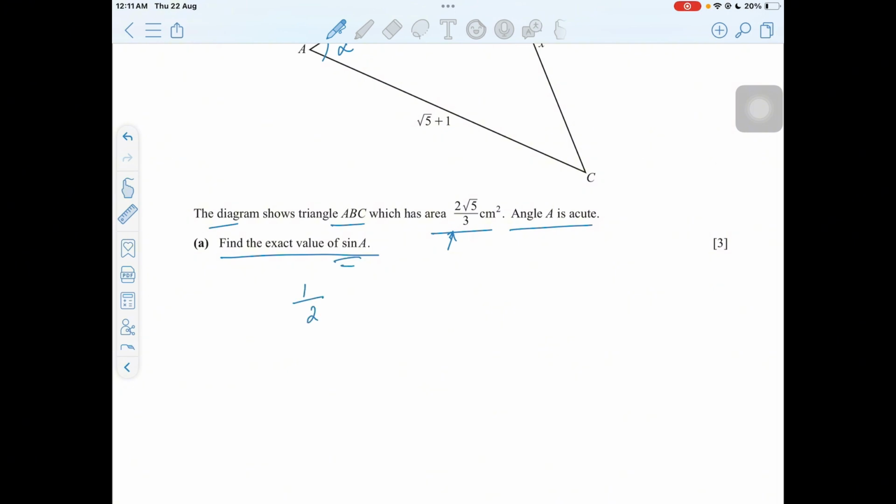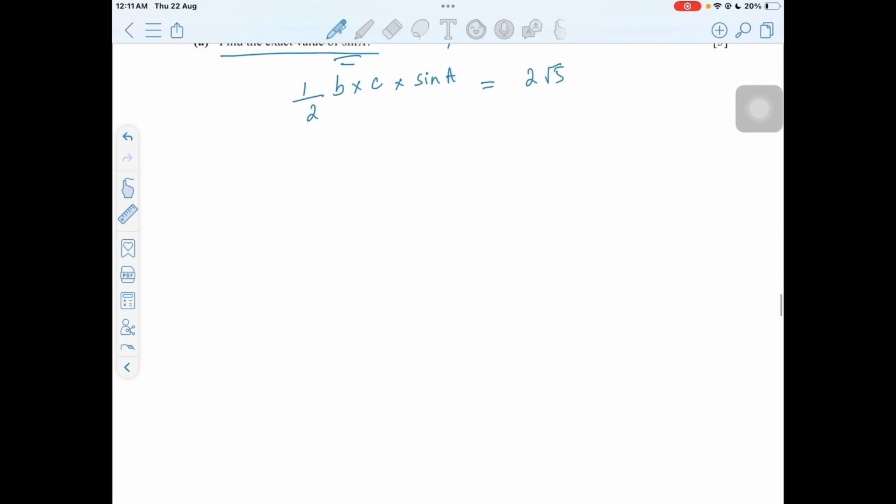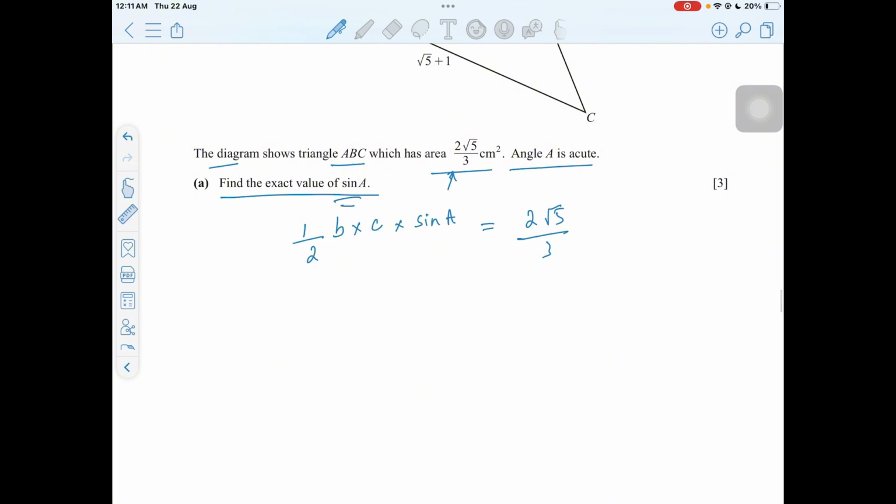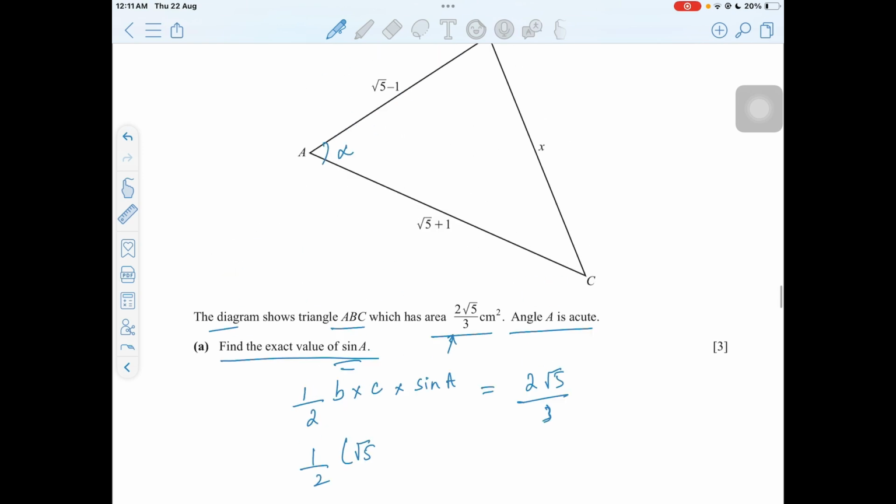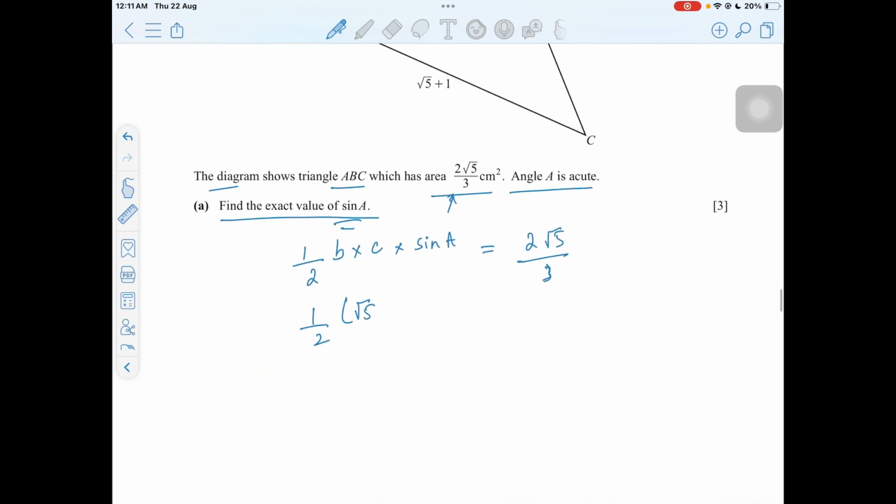So our area of the triangle when we use the sine formula would be 1 over 2 BC sine A, right? This is the formula which was recalled in O-level mathematics, right? So we have our formula of a triangle without 90 degrees, and we are given the actual area. So we have our B as root 5 minus 1, and we have our C as root 5 plus 1, and this would be our sine A is equal to 2 root 5 upon 3.